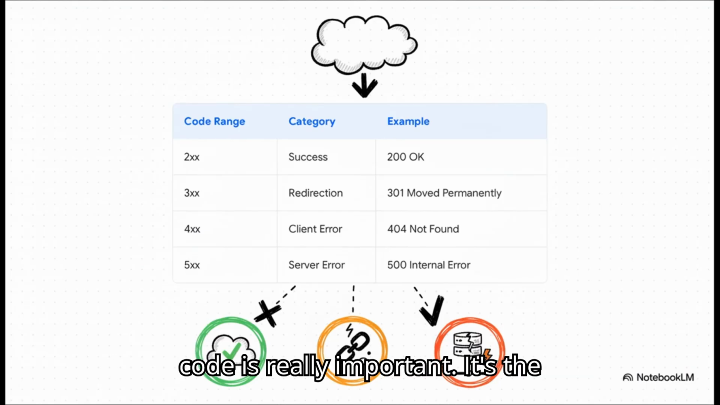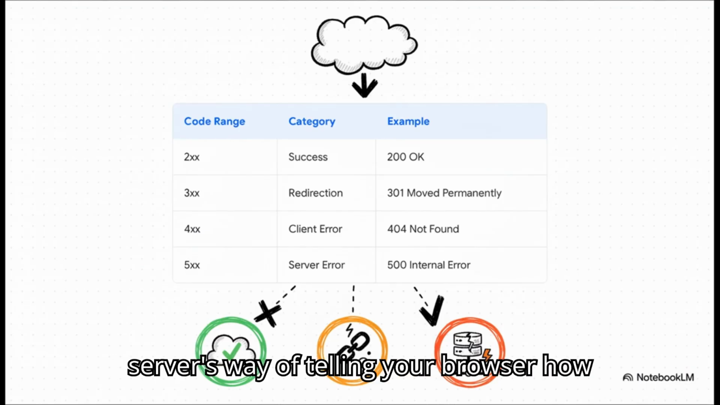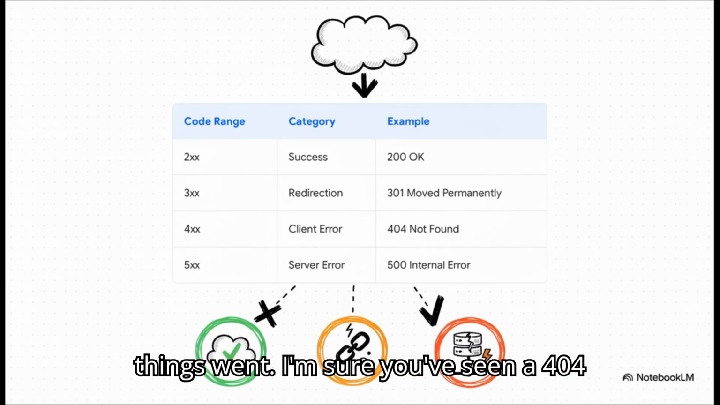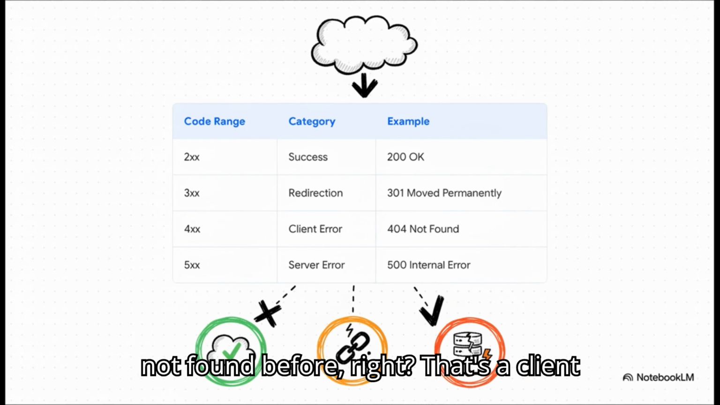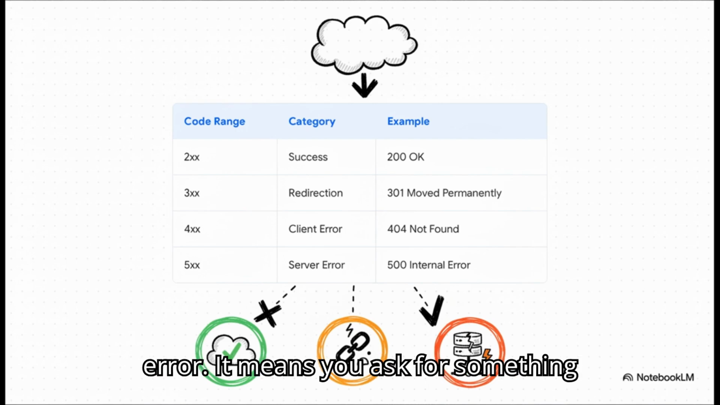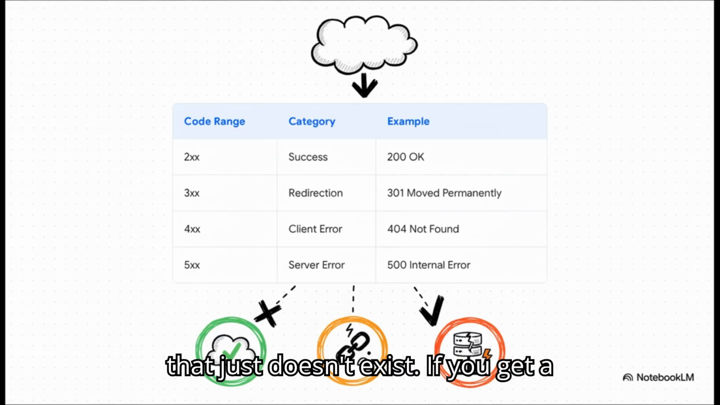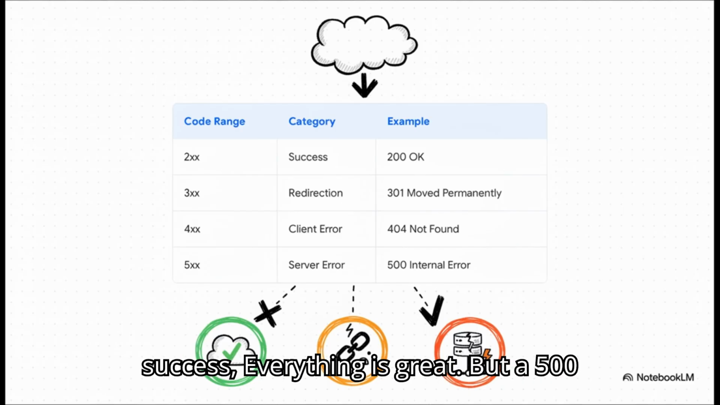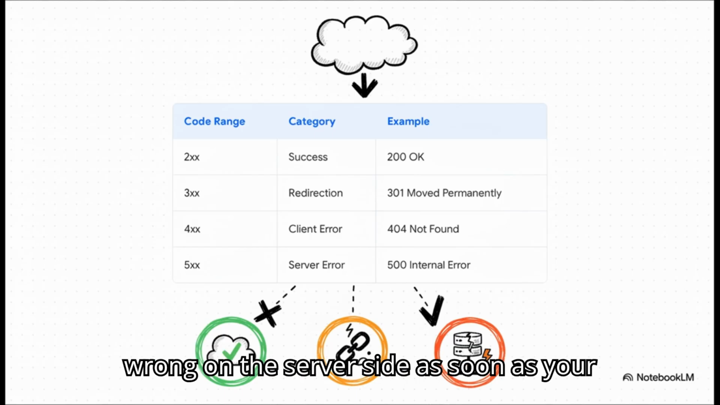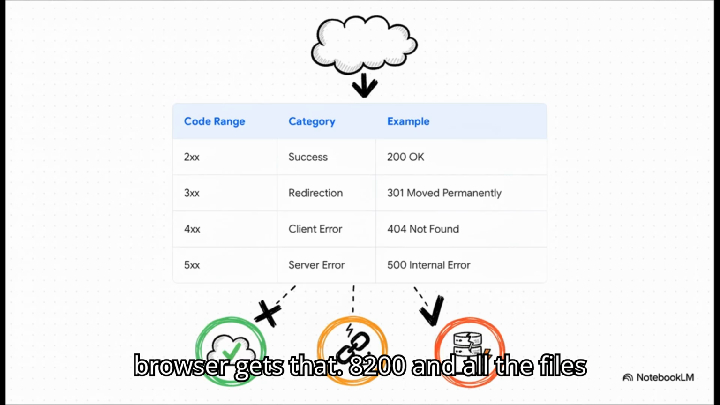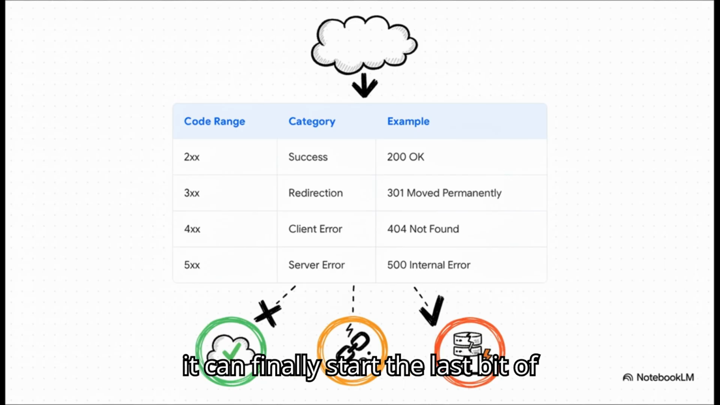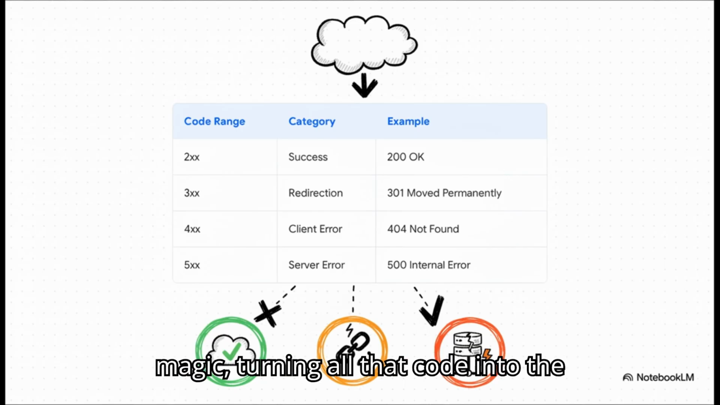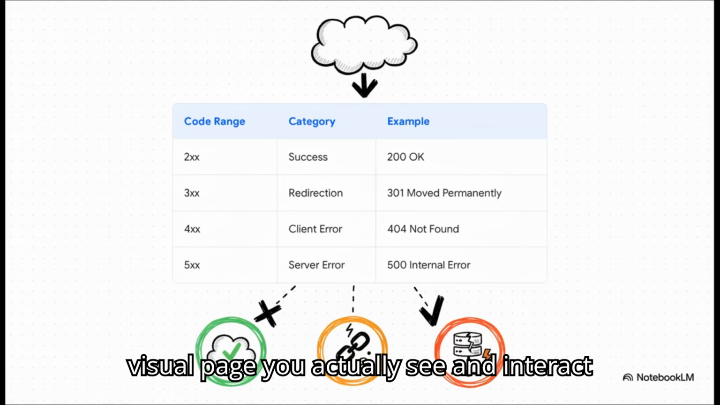And that status code is really important. It's the server's way of telling your browser how things went. I'm sure you've seen a 404 not found before, right? That's a client error. It means you asked for something that just doesn't exist. If you get a code in the 200s, that means success. Everything is great. But a 500 level code, that means something went wrong on the server's side. As soon as your browser gets that sweet 200 OK and all the files, it can finally start the last bit of magic, turning all that code into the visual page you actually see and interact with.